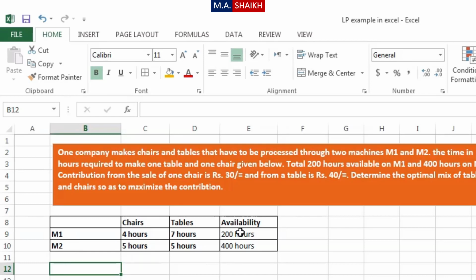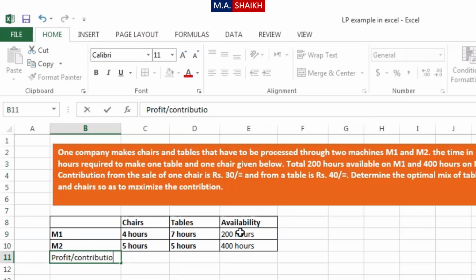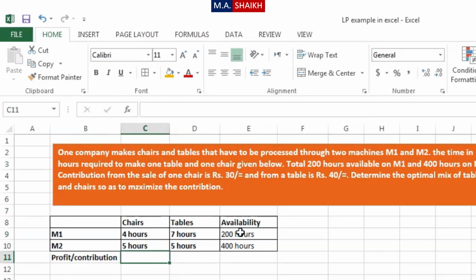Contribution from the sale of one chair is 30 rupees. This is profit, or this is also called contribution. So contribution or profit from the sale of one chair is 30 rupees, and from a table is 40 rupees.